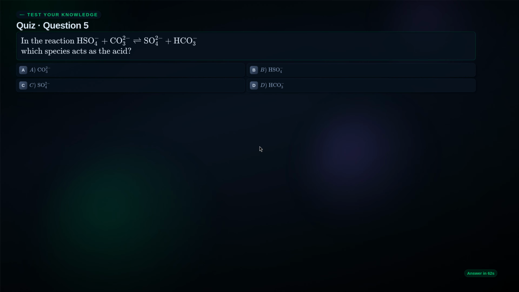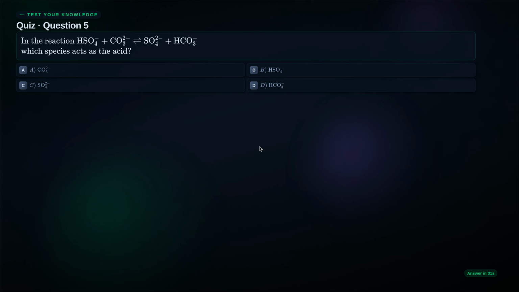Quiz question number 5. In the reaction HSO4- plus CO3 2- giving SO4 2- plus HCO3-, which species acts as the acid? Option A, CO3 2-. Option B, HSO4-. Option C, SO4 2-. Option D, HCO3-. Remember, the acid is the proton donor.